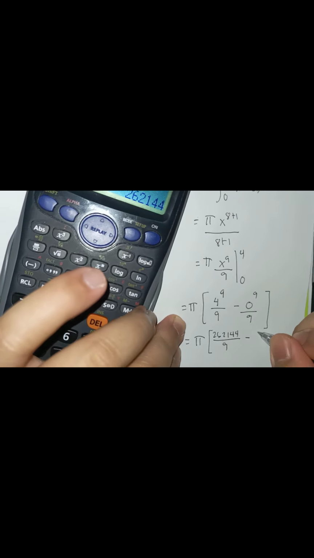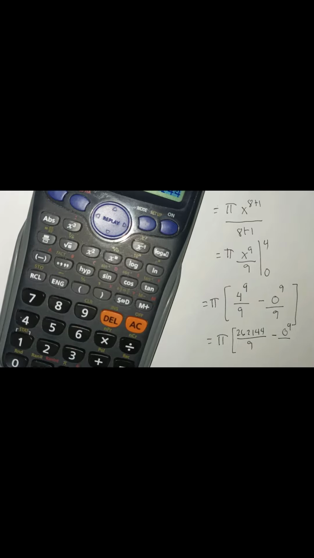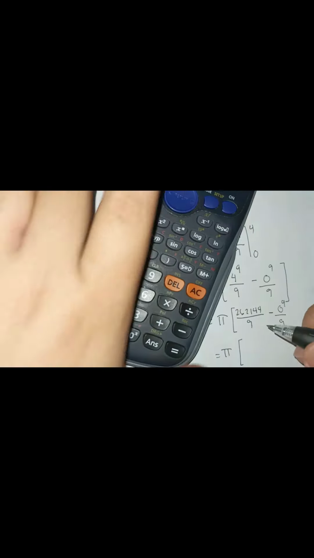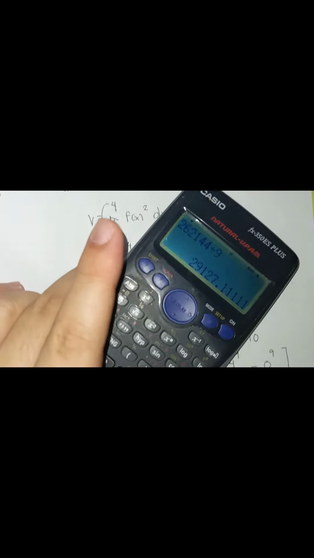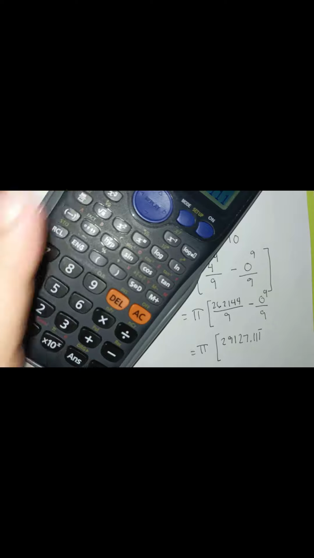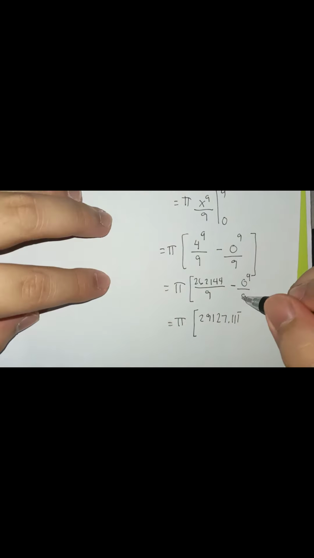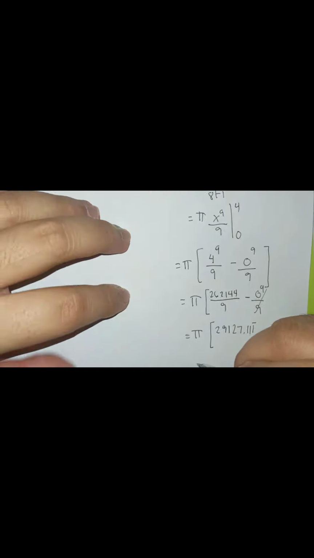Since the other part is 0, it will just remain 0, and then it will become pi times the integral of 262,144 divided by 9, and here we have the answer of 29,127.111. You can either cancel it or just place it to 0 for design purposes.